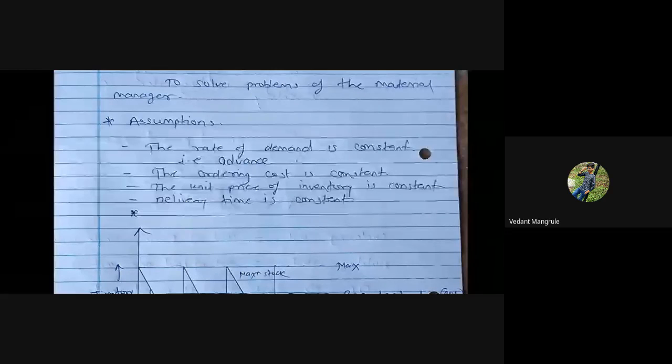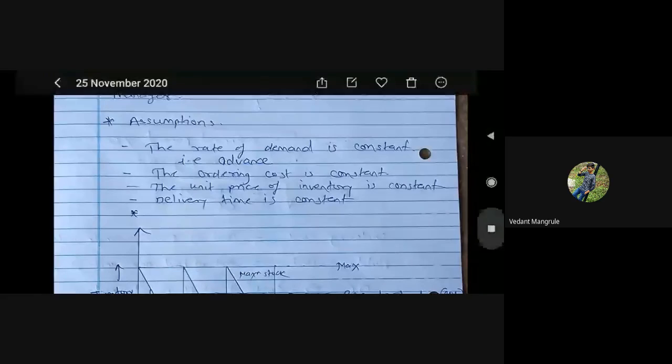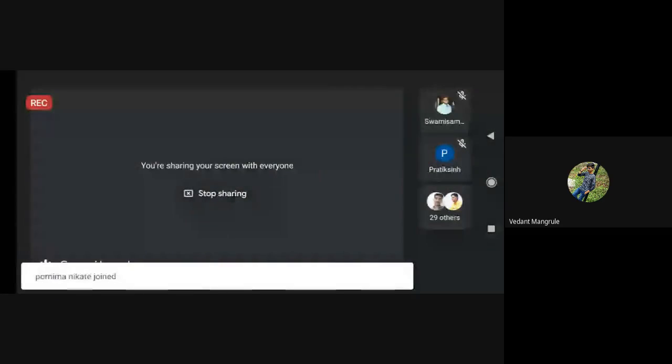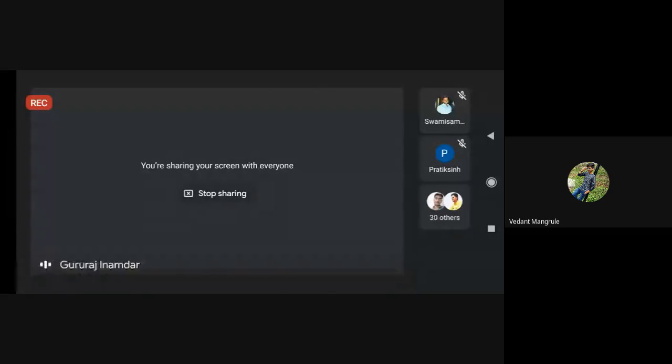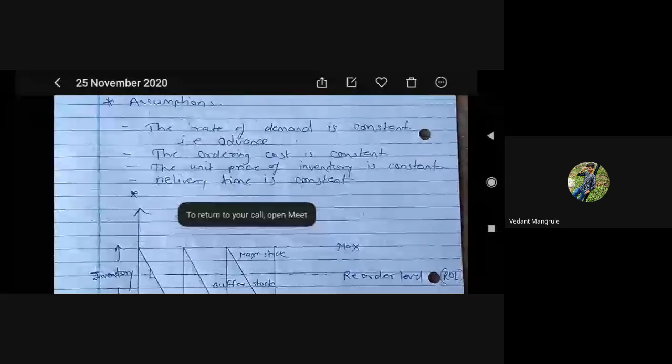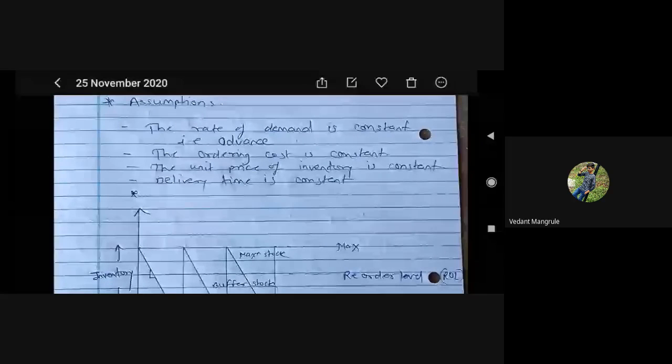Now next, the ordering cost is constant. Ordering cost is nothing but what we have studied as the number of ordering costs, such as transportation and telephonic cost. We have recently studied those costs. Next assumption is the unit price of inventory is constant. Whatever the price of an individual unit is, it should be constant. Delivery time is constant, meaning 1 day or 2 days, it is fixed.